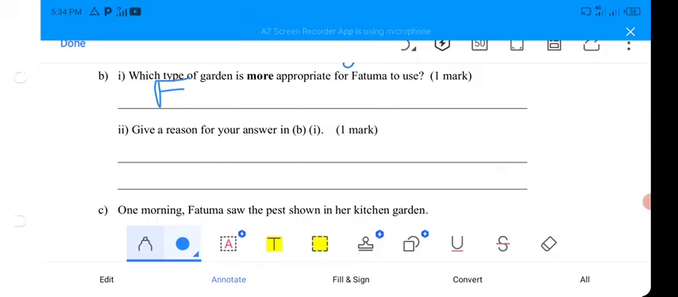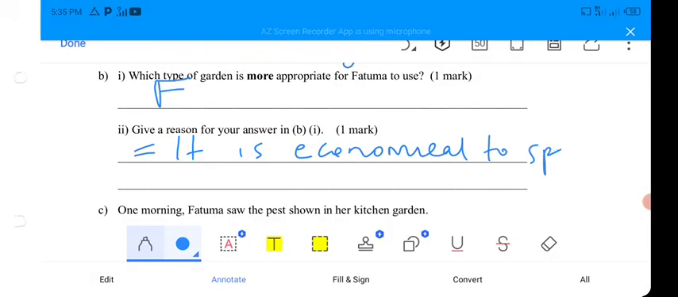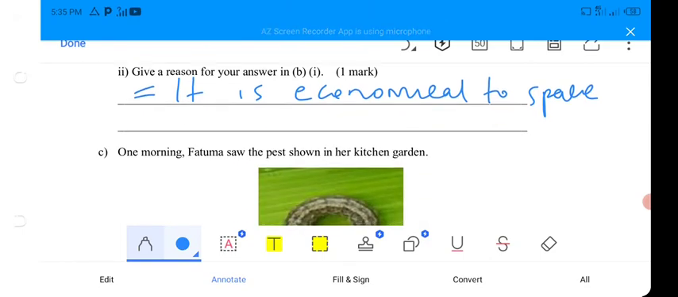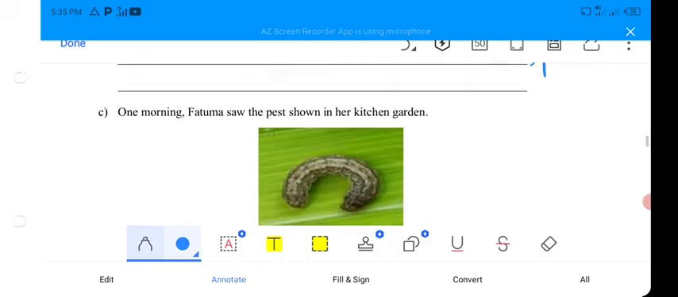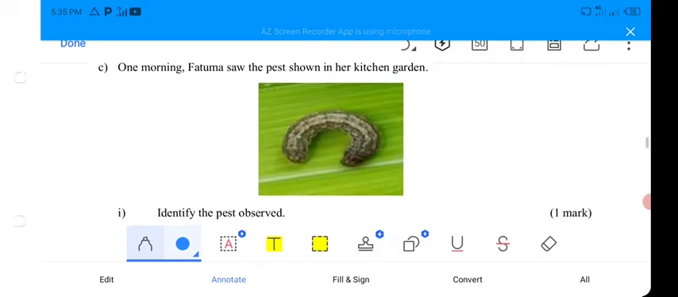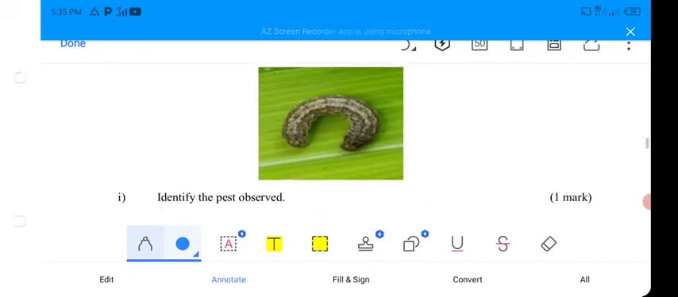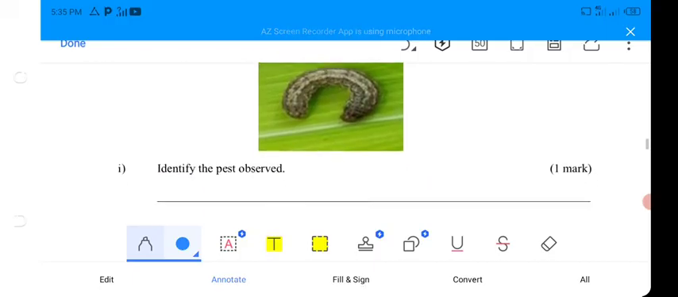It's economical to space, meaning it requires very little space to start and it can actually accommodate a lot of crops. Question C. One morning Fatuma saw the pest shown in the kitchen garden. Identify the pest.